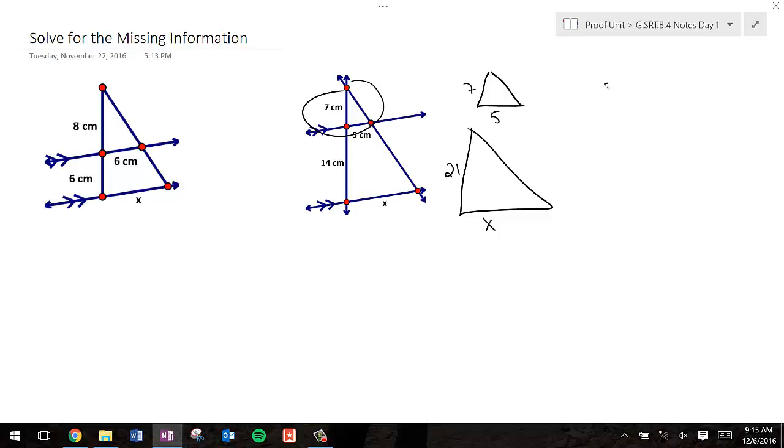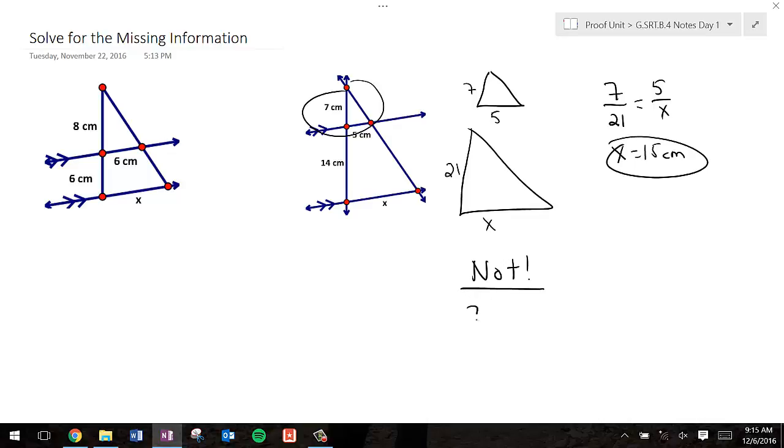Your setup should be 7 over 21 equals 5 over x, or some equivalent proportion, and you get x equals 15 centimeters. Just be aware that it is not something like this. 7 over 14 equals 5 over x.